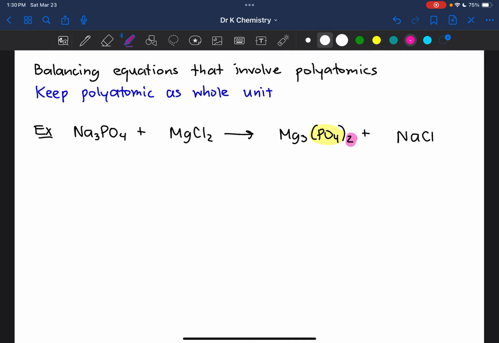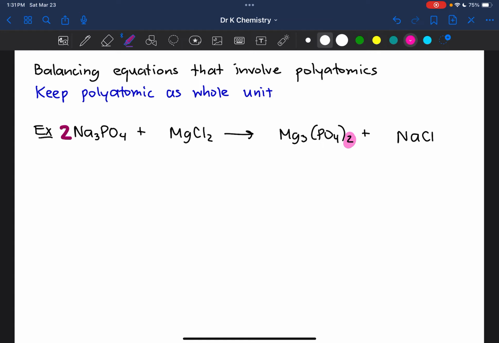Notice there's a coefficient of 2 after it. It is multiplying that phosphate. So right off the bat, we know that this is not balanced. So we are going to have to fix that. And what we could do is, well, we see that we have 2 phosphates on the right, 1 on the left. So I'm just going to go ahead and multiply that by a coefficient of 2.